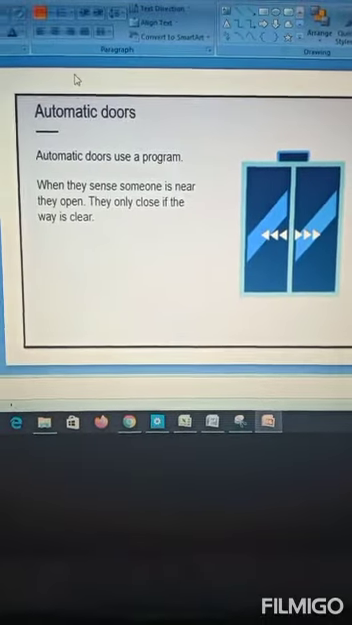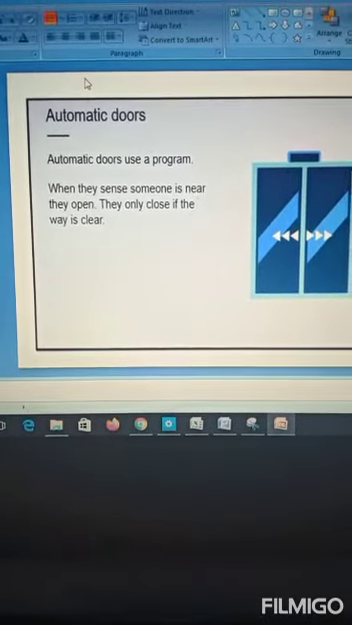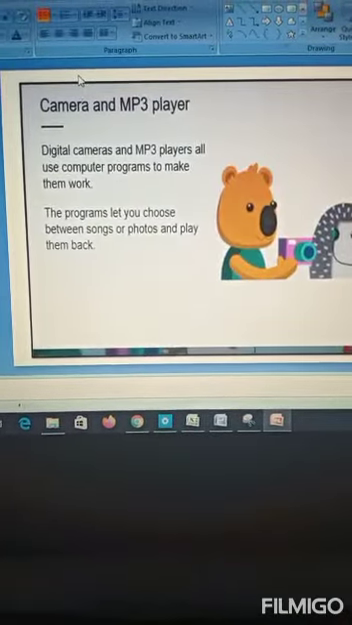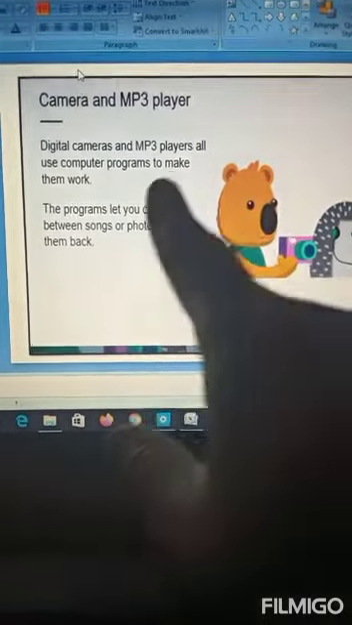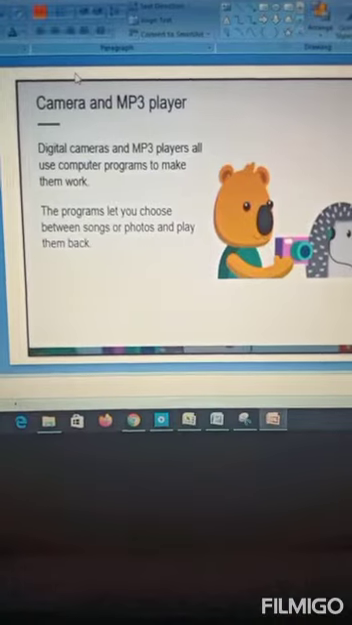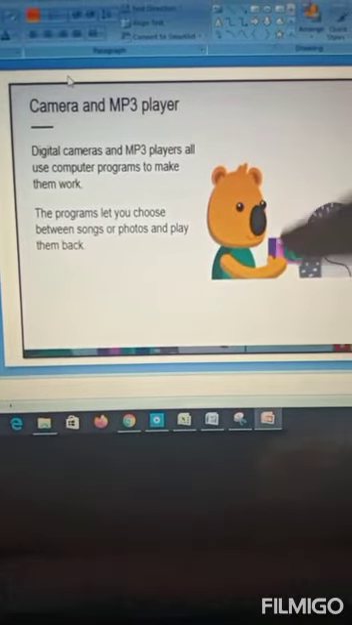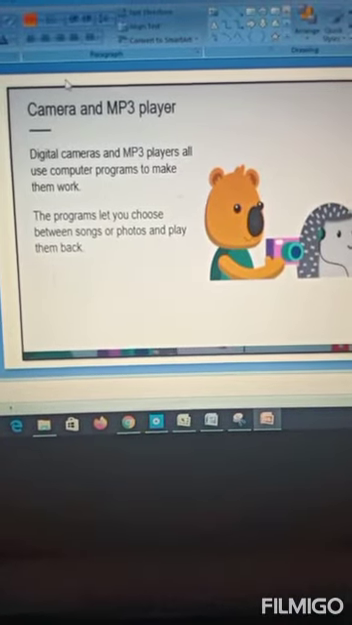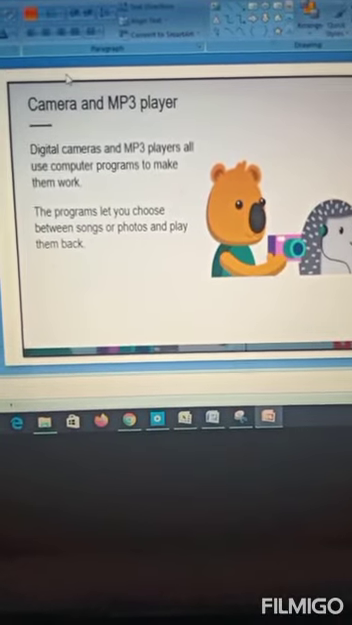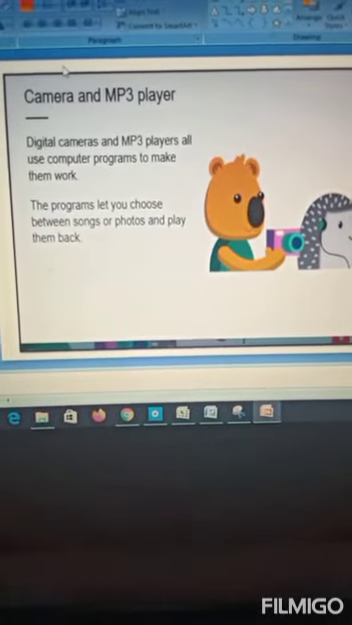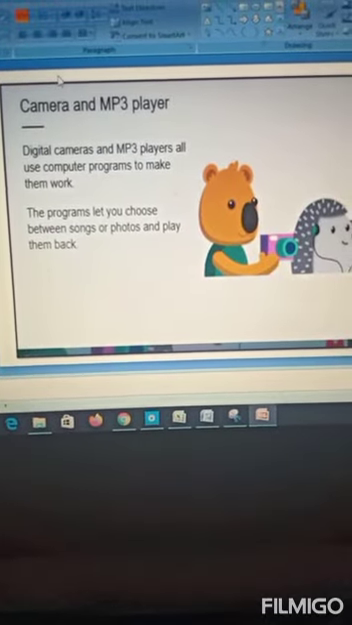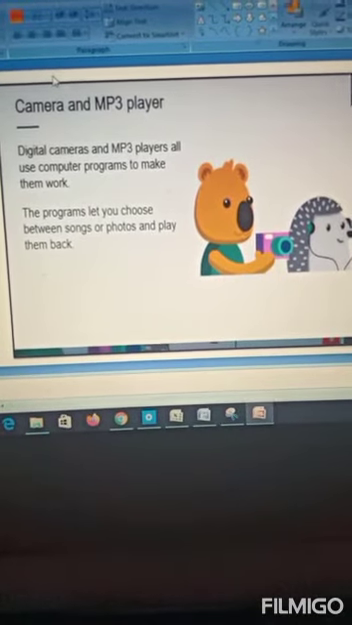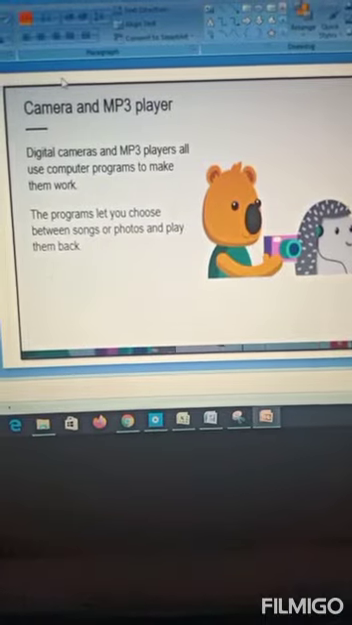Now do you understand that computers are all around? Yes. Now this is something very important. Digital cameras and MP3 players are again controlled by computer programs. Your digital cameras, your music systems. There's a new gadget in the market by the name of Alexa. I'm sure most of you would have used Alexa by now. It's again controlled by a computer. All right? Yes? No? Maybe?